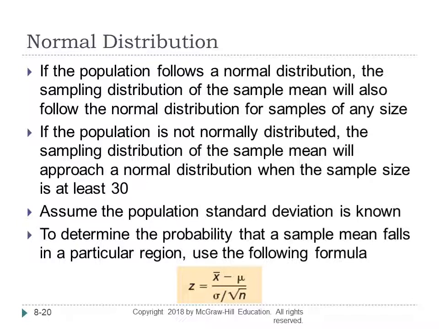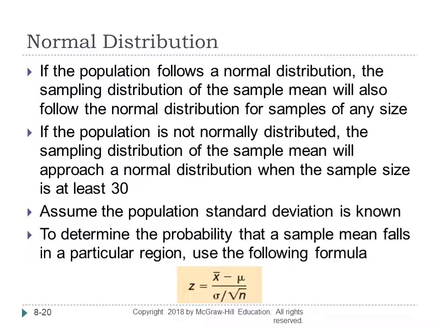You need a sample of at least 30. If you start with a population that's not normal, then the size of the sample should be 30 or more, so that the sampling distribution will be normal. Assume the population standard deviation is known, then you can calculate the standard error using the formula.